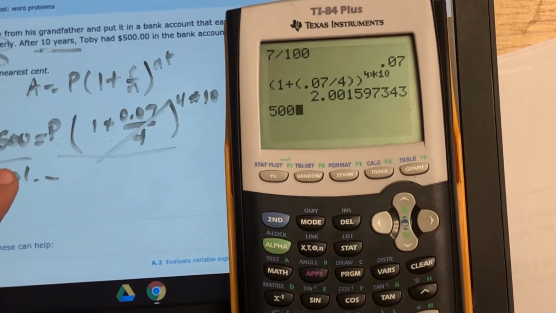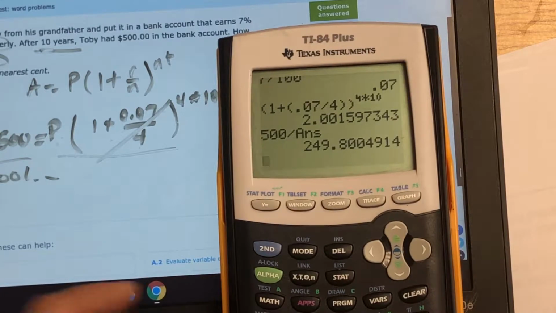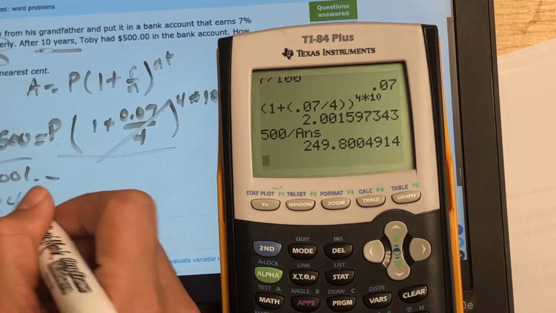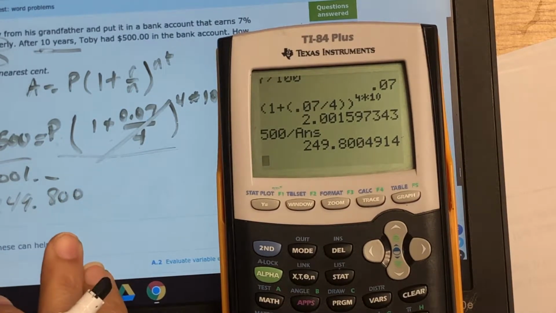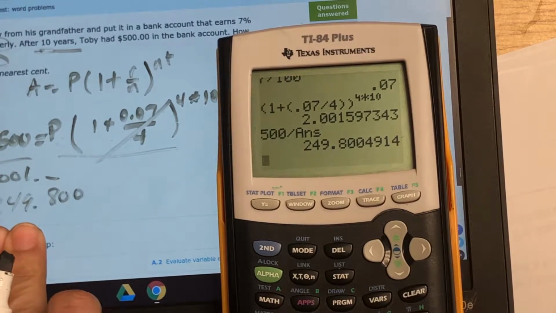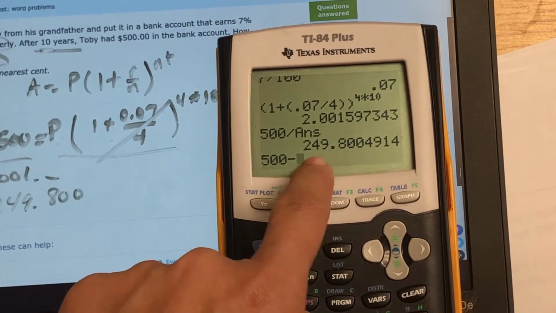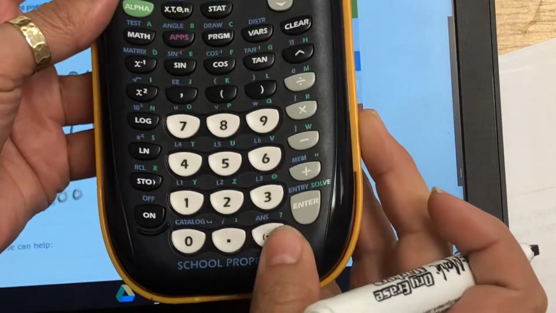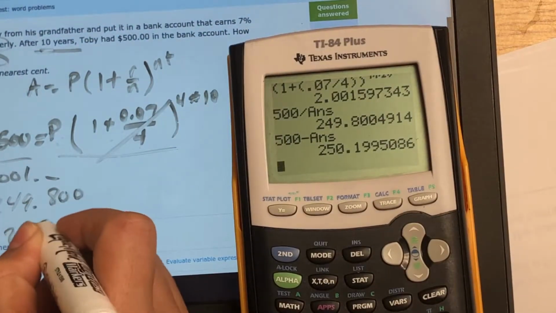And to do that, just go 500 divided by, you can type this all out, or you can hit second and answer, which puts it in there for you, and you get 249.80. So 249.80 is the principal. So the question is, how much interest did he earn? Like how much money? So he went from 249.80 to 500. Okay, so you subtract those two, and you find out how much more money he made. So he made 500 minus this, and again, you can type it all out, or you can hit second and then answer. And that's going to be, he made 250 bucks.